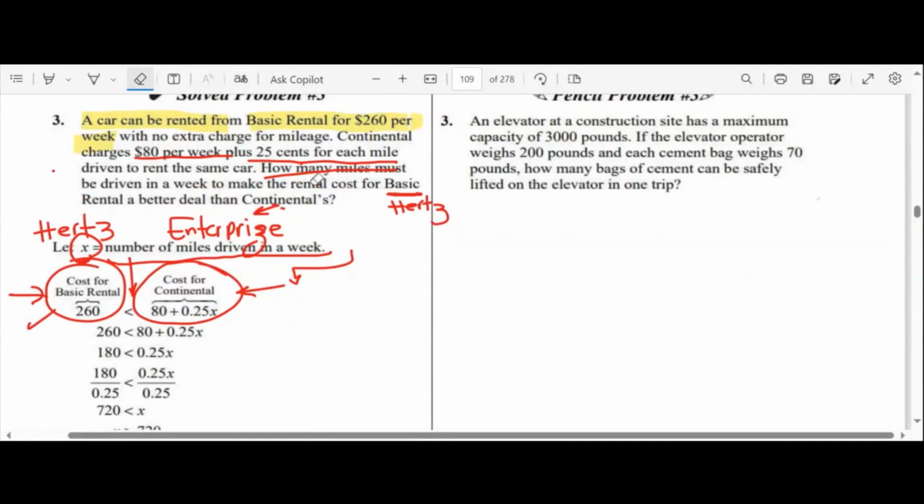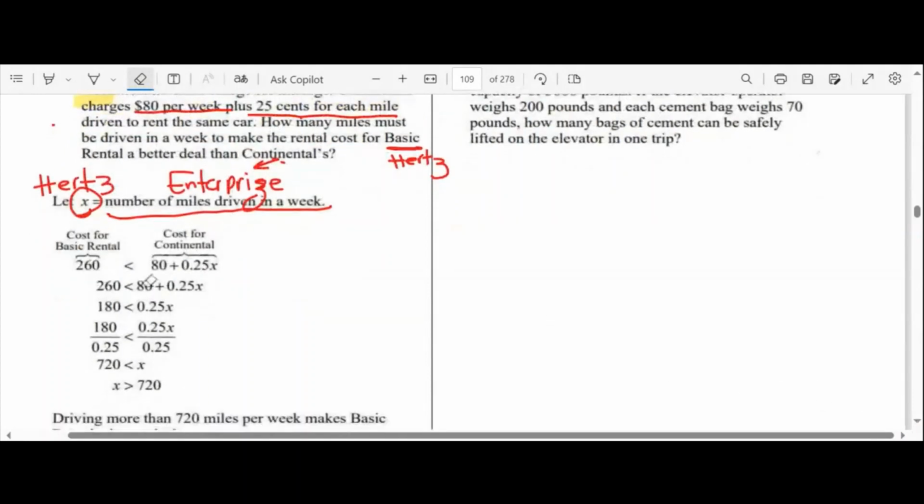Which has the better price? Hertz will have a price less than the other. So in this case, what do we say? We make it less than. Okay, and then we start solving. So you get what? How much is Hertz? How much is Enterprise? Plus what? 25 per mile, right? We don't know how many miles, but x.